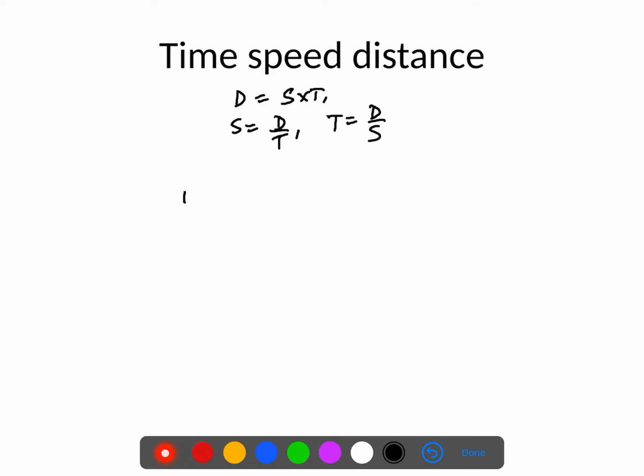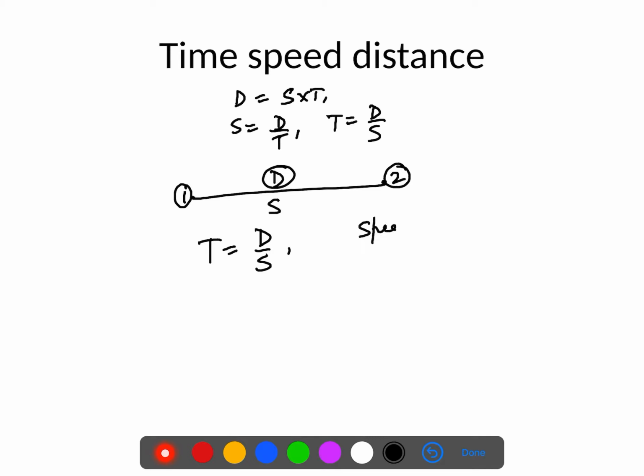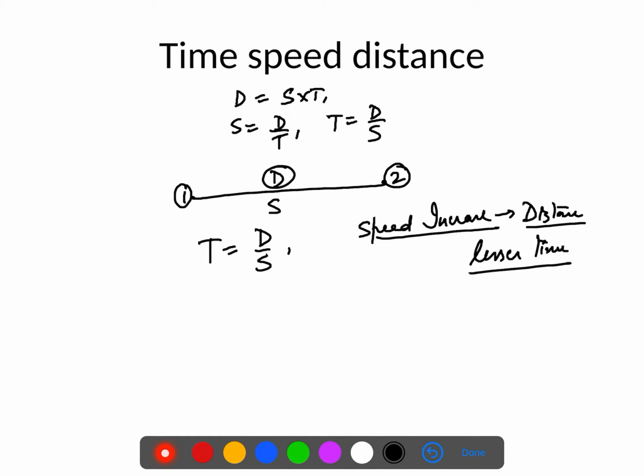Let's see one simple example. Let's say I'm going from point 1 to point 2. D is distance, S is my speed, so the time taken to cover the whole distance would be distance over speed. Now there could be a situation where I increase the speed. If the speed is increased, to cover the same distance lesser time would be required. If the speed increases, time decreases.